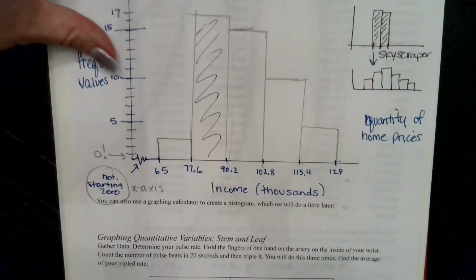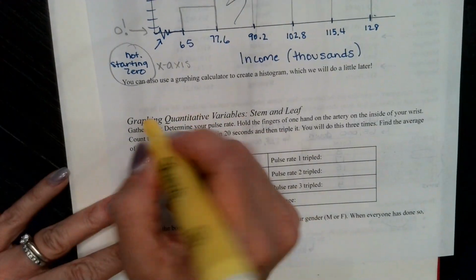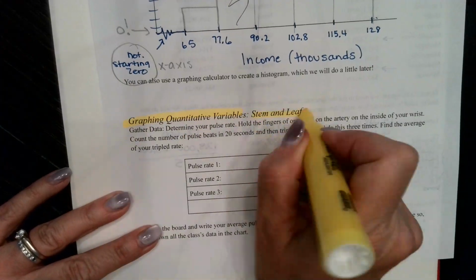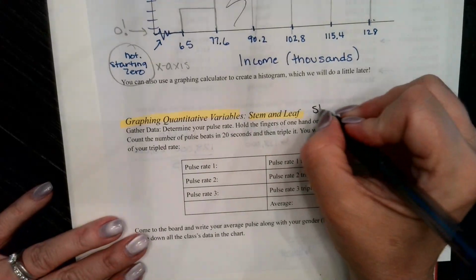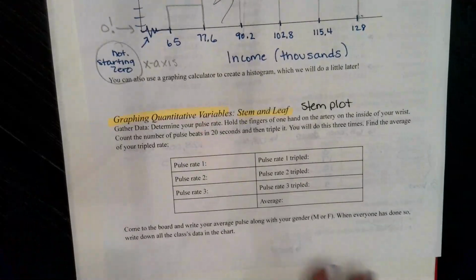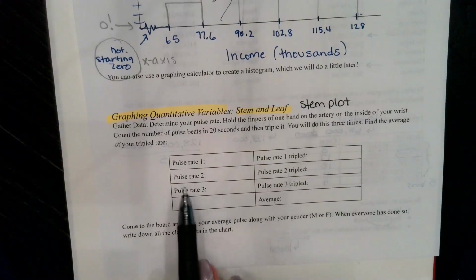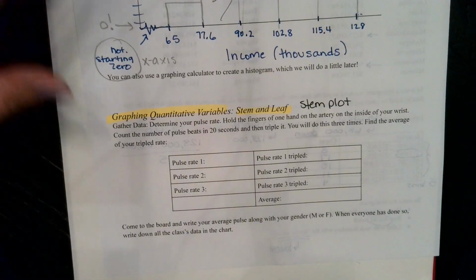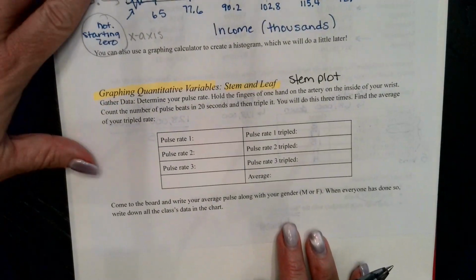Here's another way that we look at quantitative data. It's called a stem and leaf plot, and usually we leave the leaf part off and just say it's a stem plot. In class, we're going to do a little experiment where we find some pulse rates and then use that data. But since we don't have a class right now, I'm just going to throw some random numbers up here and use these numbers.